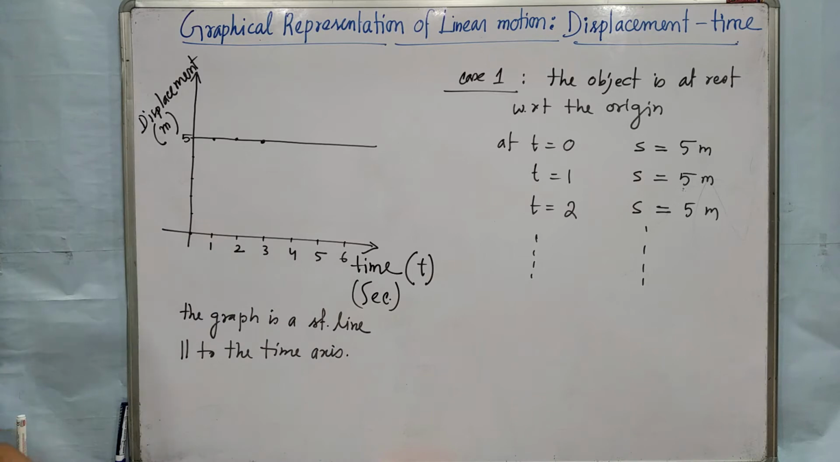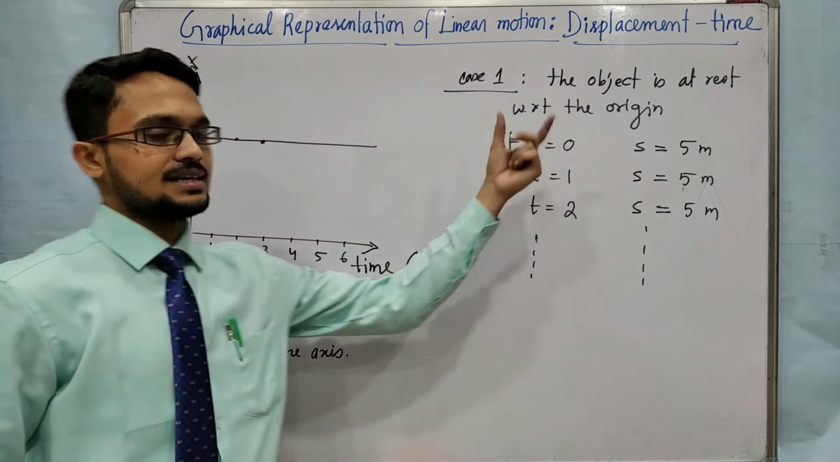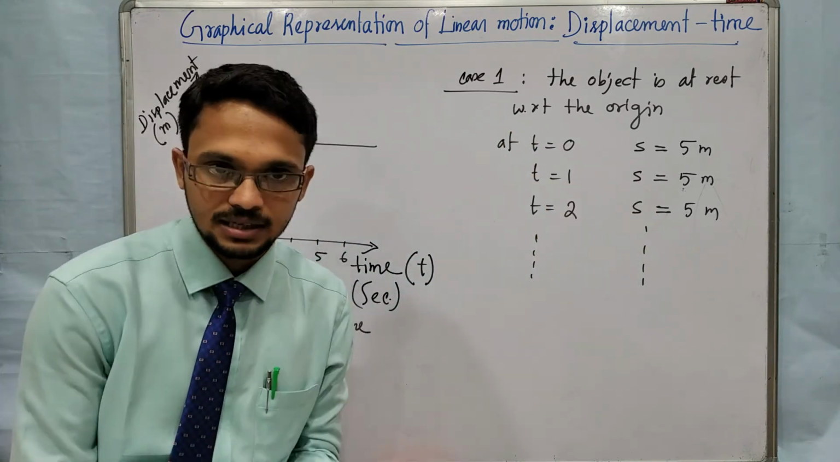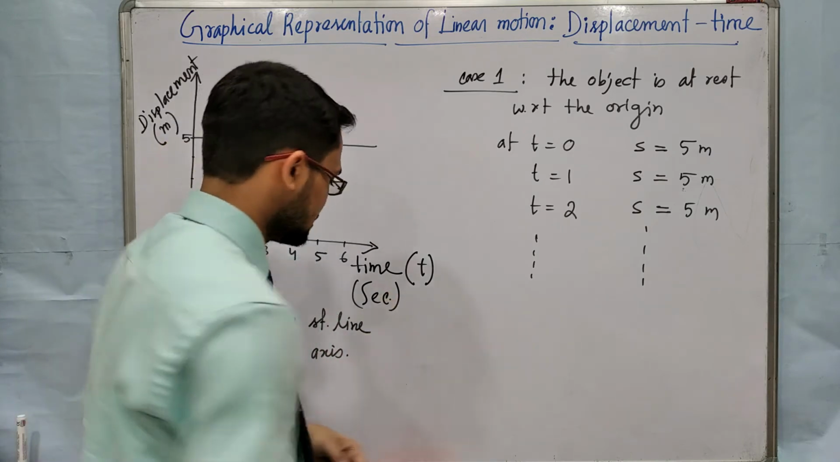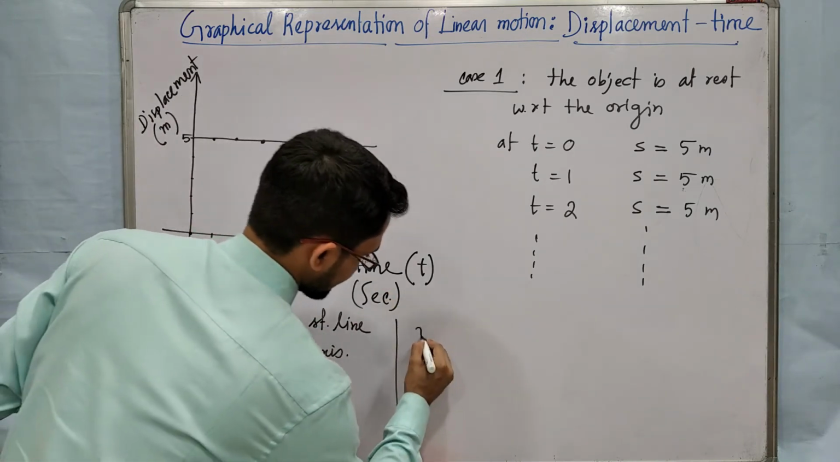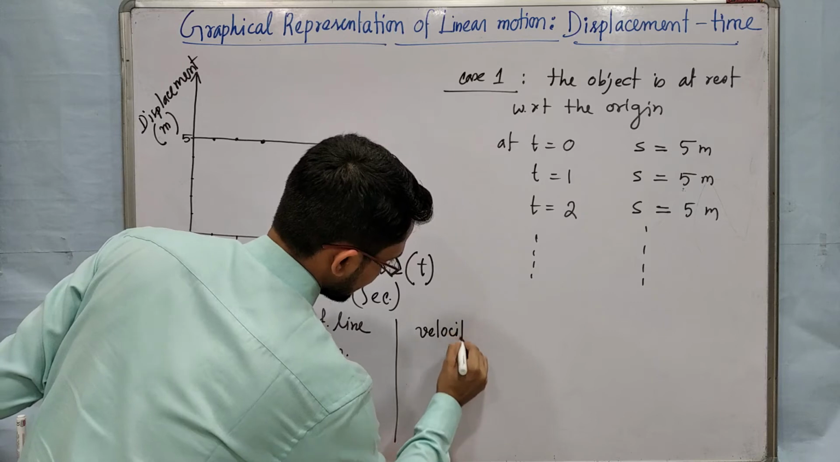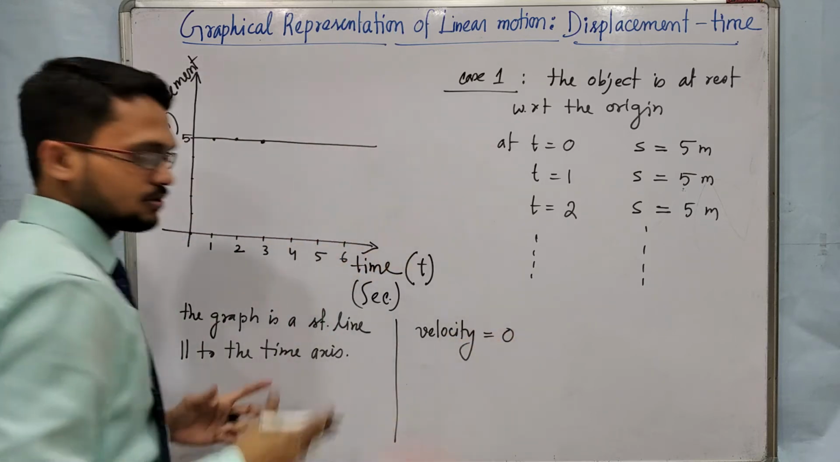Okay, parallel to the time axis. If the object is at rest, then what will be its velocity? No velocity. So velocity is 0. So velocity equal to 0. How to calculate?